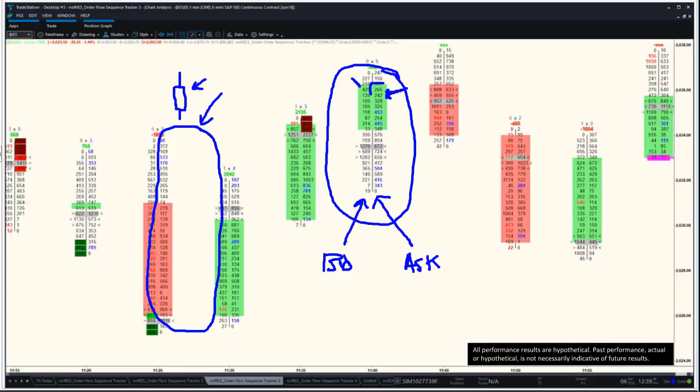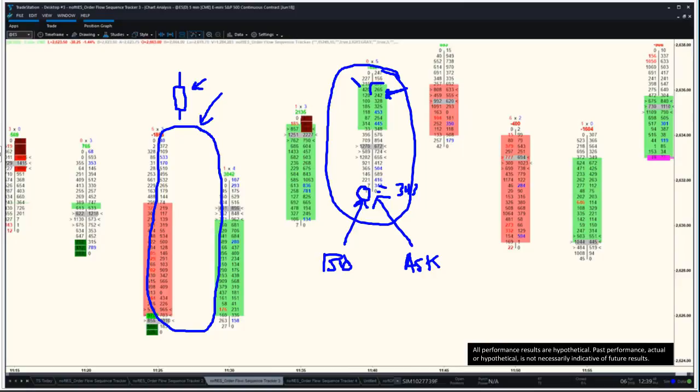So what does this tell me? Big deal, I can see how many contracts were executed on the bid. Right there at the bottom, there's 19 contracts executed on the bid. There's none on the offer at that price. The next level up, there's 343 contracts executed on the offer side.